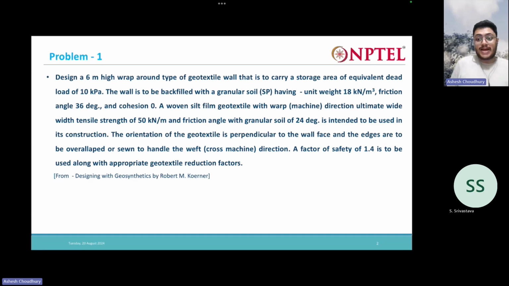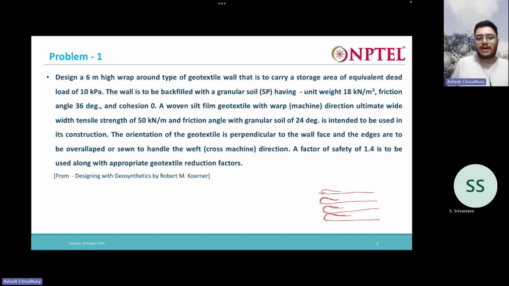So do you remember the wrap around geotextile wall? How does it look? Are you able to recall? It looks something like this, right? This is one layer of geotextile, and this is one more layer, and one more layer. Like this, the geotextile is built, and it is wrapped around.